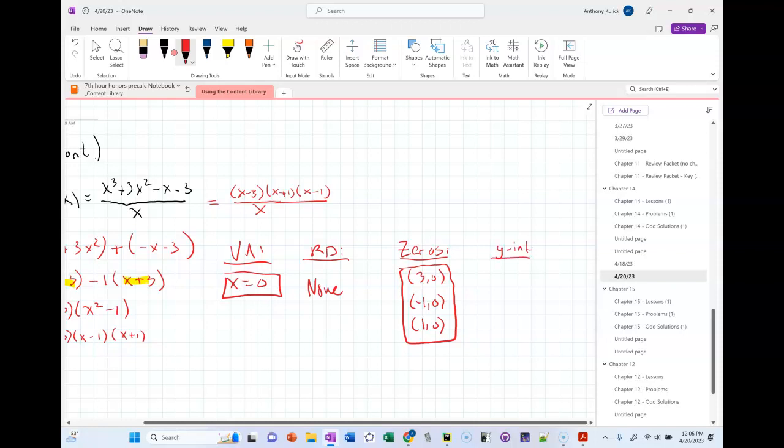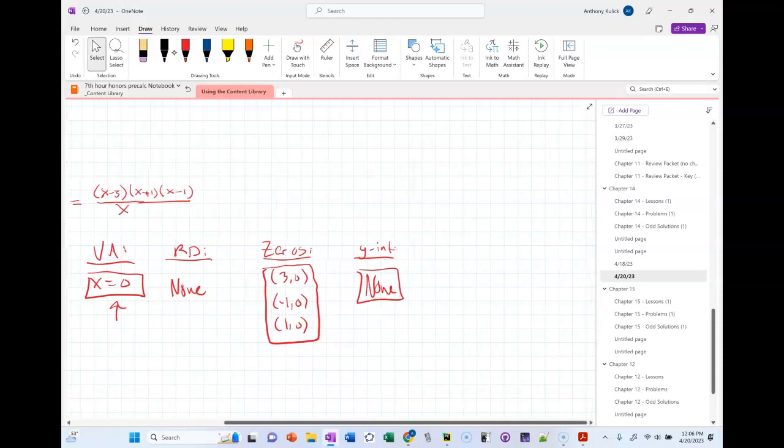Y-intercept, we'll do that next. What's that got to be? That's x equals 0. Okay. So what do I get then? Undefined. Great. So what should my y-intercept be? None, right? Notice that the vertical asymptote is at x equals 0. So that's eliminating the possibility of a y-intercept happening. That's okay.